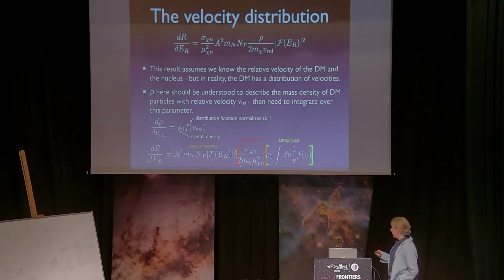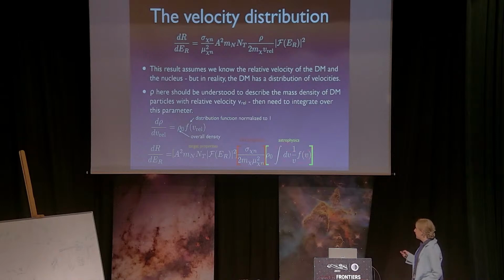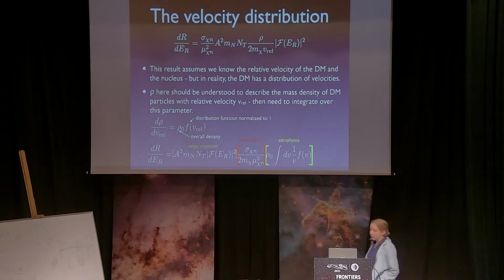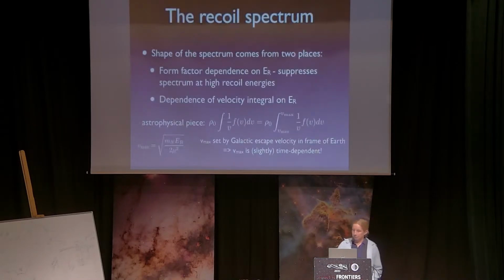It depends on the dark matter properties, so the scattering cross-section between the dark matter and nuclei combined with the reduced mass of the dark matter-nucleon system and the dark matter mass, but the zeroth order scaling with dark matter mass here is just this 1 over m_chi. And it depends on the astrophysics and on the velocity distribution, and this velocity distribution is where some of this recoil energy dependence comes in.